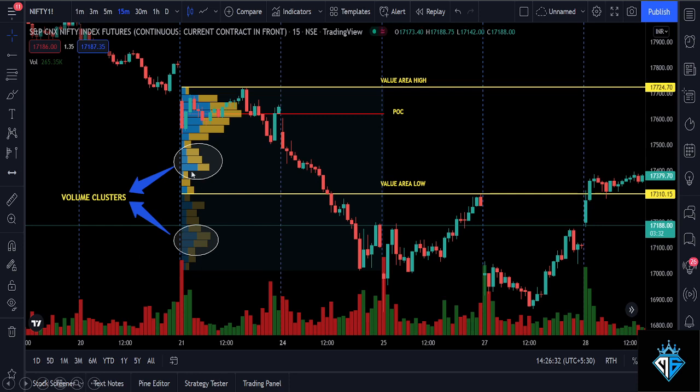This is how the volume profile looks in the TradingView software. This is our Nifty chart. This region is called the POC. This red line shows the POC, and this is the value area high and the value area low. Value area means the region in the whole profile where 70% of the volume is traded. We can add volume clusters as well, and these also act as a POC.